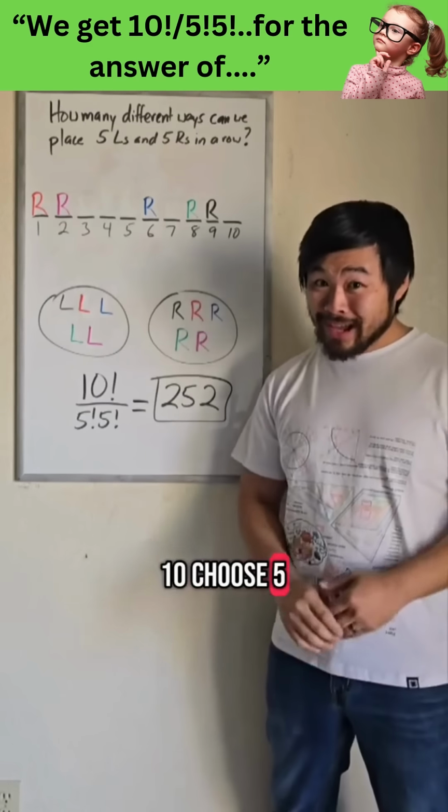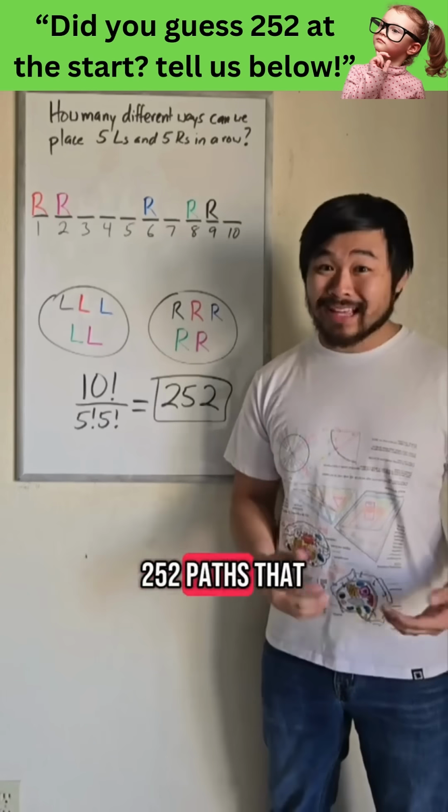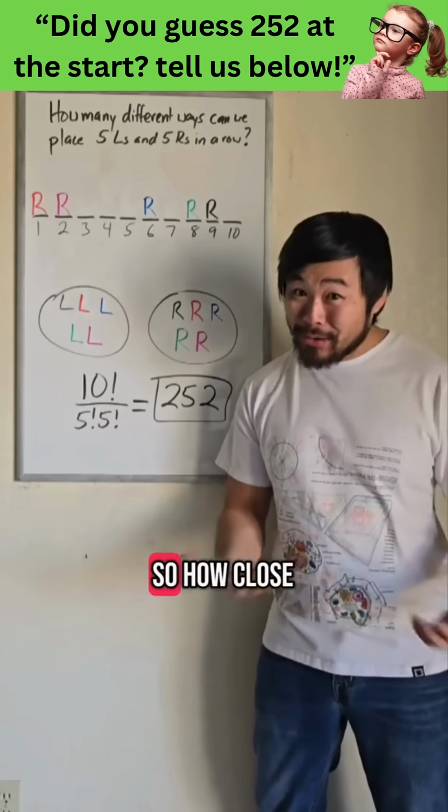So we have to divide 10 factorial by 5 factorial twice, and some may know this as 10 choose 5. And when we divide, we get 252. So there are 252 paths that spell abracadabra. So how close was your estimate?